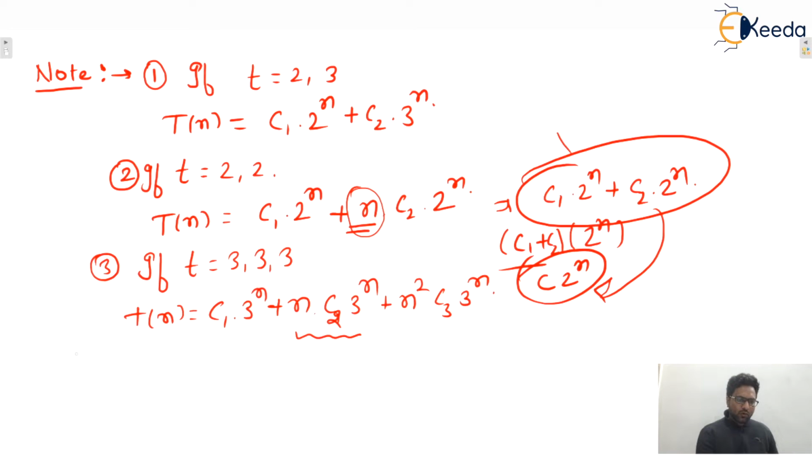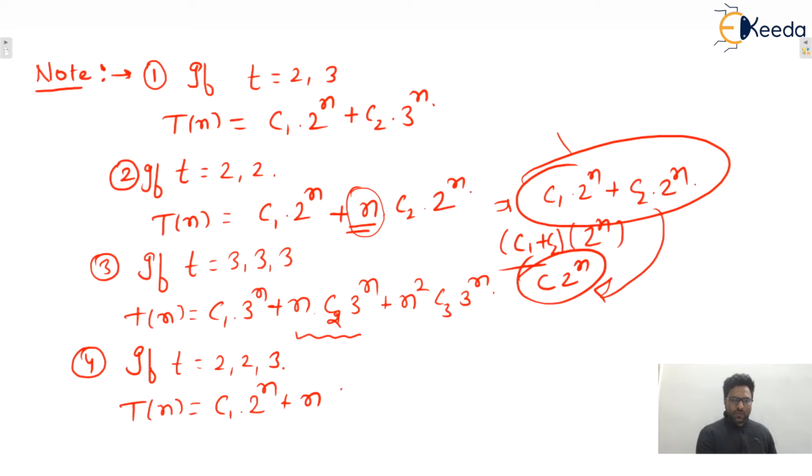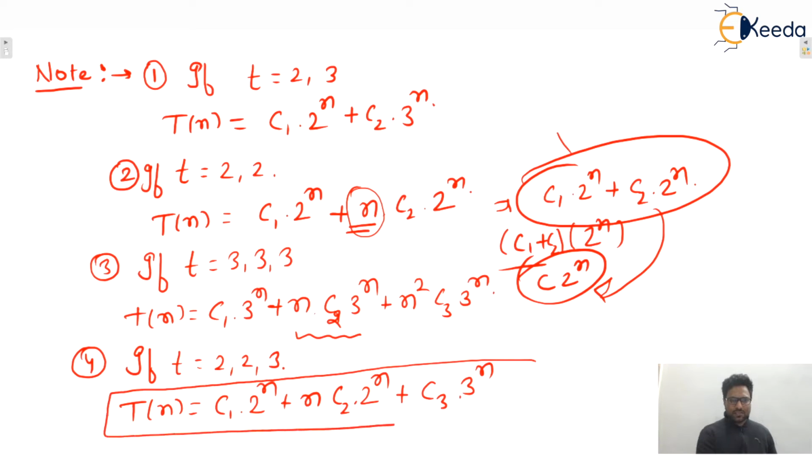Okay, let's take one more variety. Let's say the fourth one: some roots are matching. Let's say the roots are 2, 2 and one is different. Now how to write the general solution? C1 into 2 raised to power n plus n times C2 into 2 raised to power n, and this one is distinct, so no need to multiply. So this is the change.